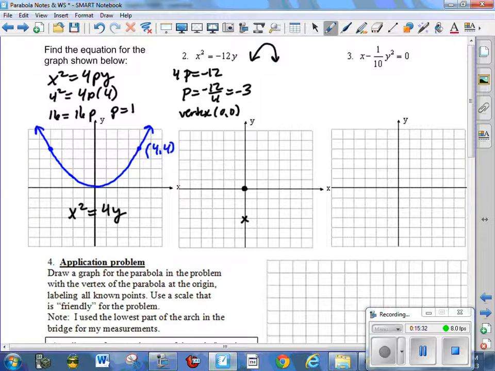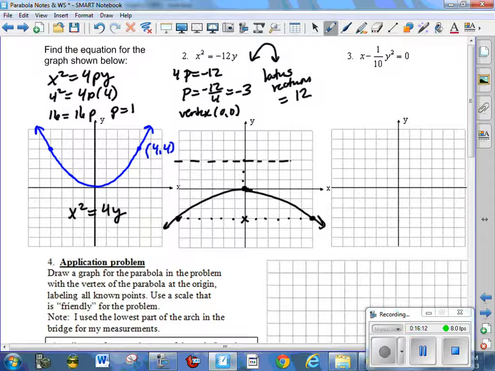If y is negative 3, I could put in negative 3 for y and figure out what x would have to be. Or I can also recall that the latus rectum is going to be equal to 12. It's the absolute value of 4p. So at the place where y is equal to negative 3, the graph, which is headed upside down, is 12 wide. So go 1, 2, 3, 4, 5, 6 in each direction from here. That's how wide my parabola is. And I also need to draw my directrix, which is 3 in the other direction. There's the directrix.